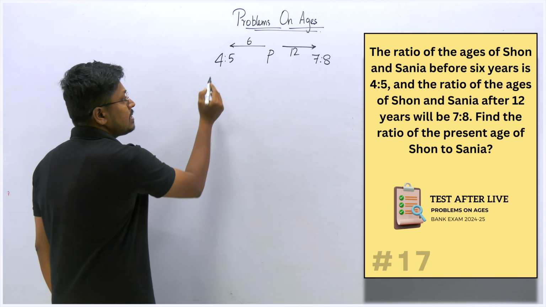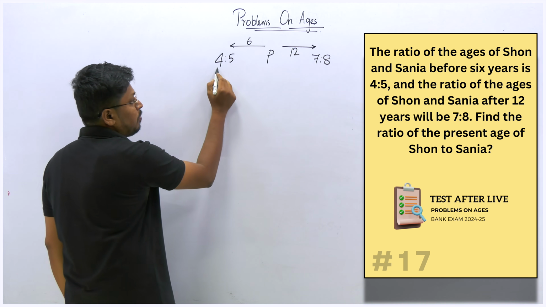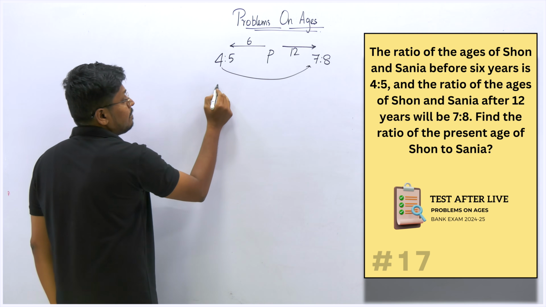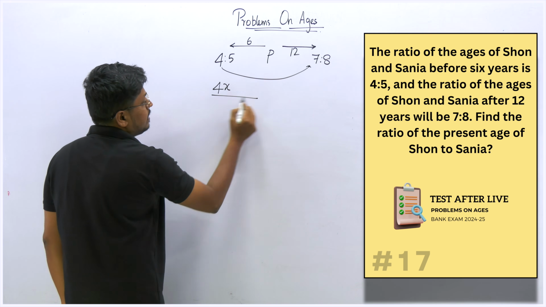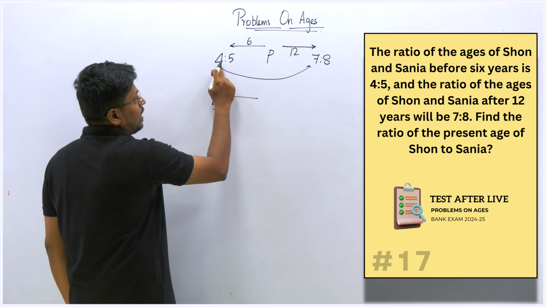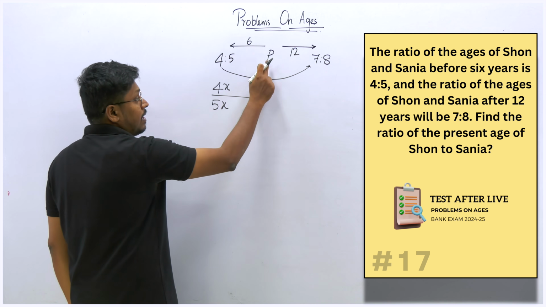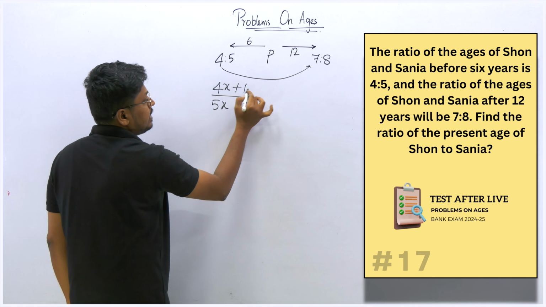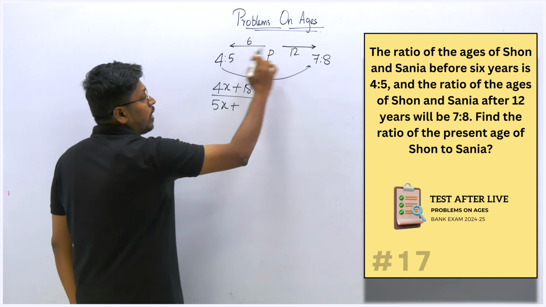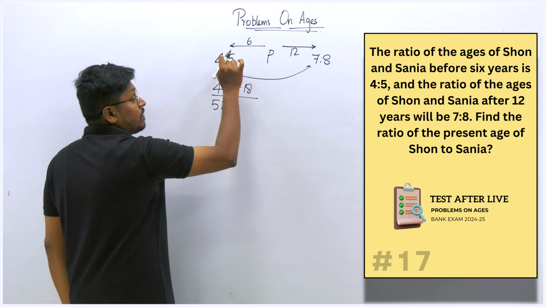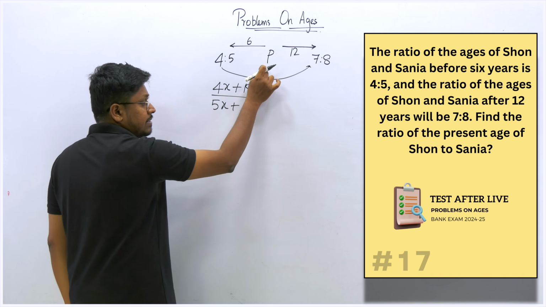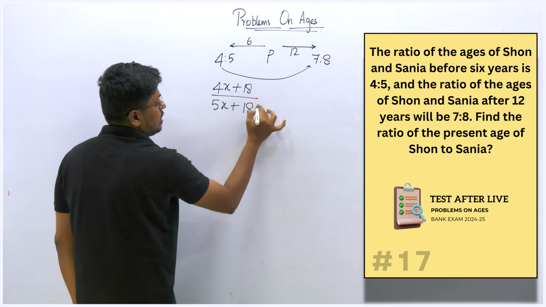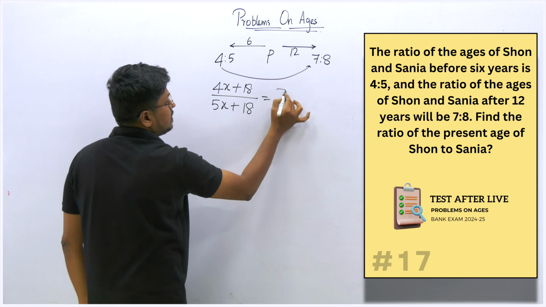So what we can do is, from the past, that is from this point, we can find this value easily because this can be considered as 4x and this will be 5x. So 4x plus 6 will be the present and another 12 will be the future. So 12 plus 6, totally it will be 18. Similarly, from this point to the present add 6 years, from the present to the future again add 12, so totally 18. So from the past to the future, which is 7/8.